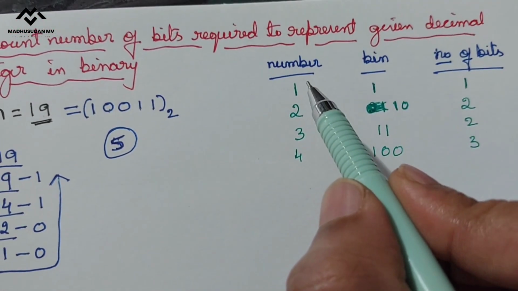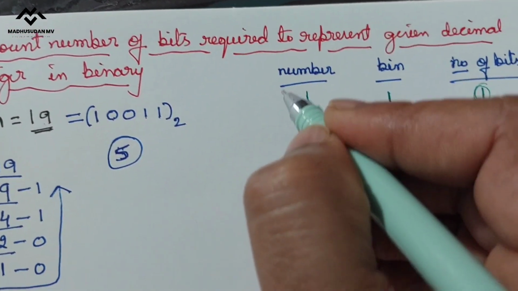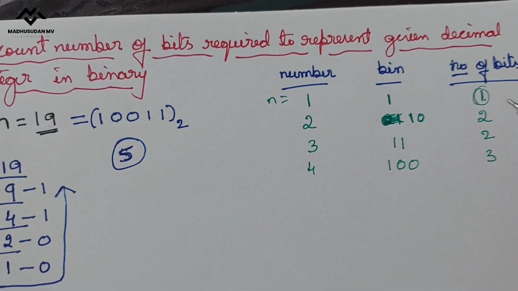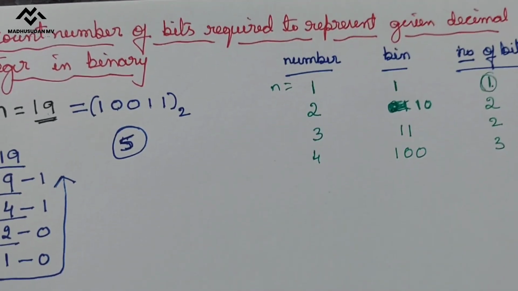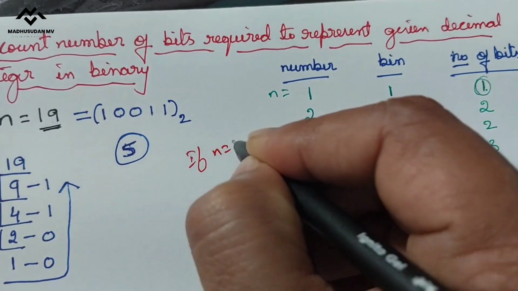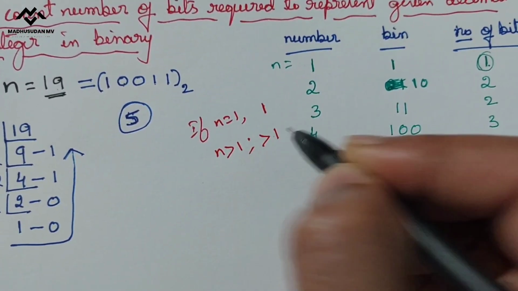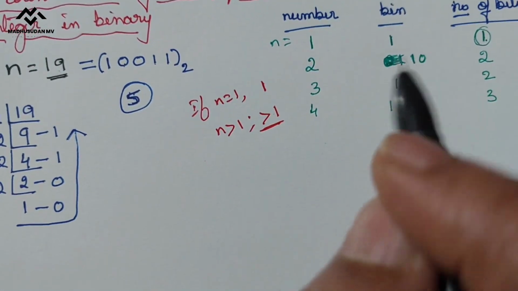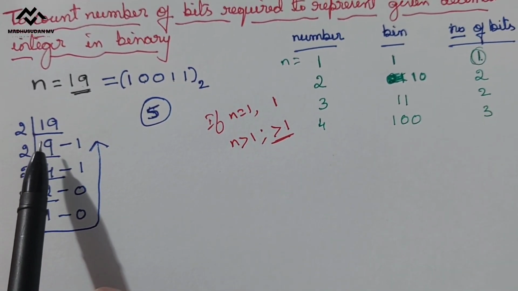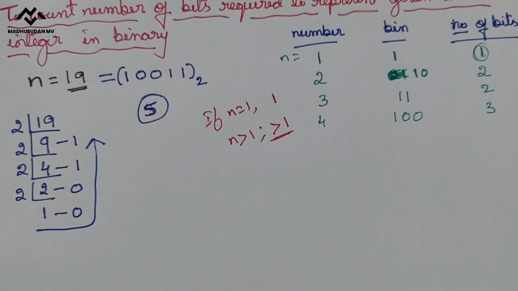So the minimum number of bits we require is 1. If n is equal to 1, we need 1 bit. Suppose n is greater than 1, obviously we need more than 1 bit, but we don't know how many. That we need to calculate. So for that what we did is keep dividing the number by 2 until the number becomes 1. When the number becomes 1, we stop. This is what we did.